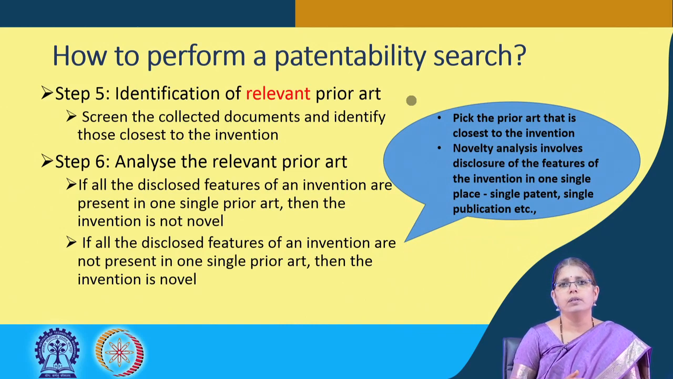So, key take points are: pick the prior art which is closest in relation to the invention. Novelty determination is different, non-obviousness determination is different. So, keep these two in mind.